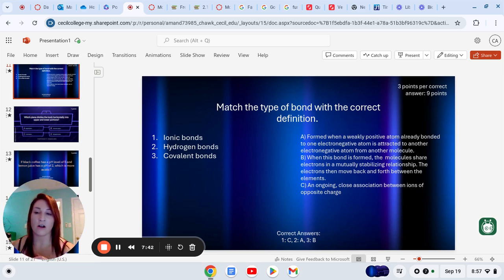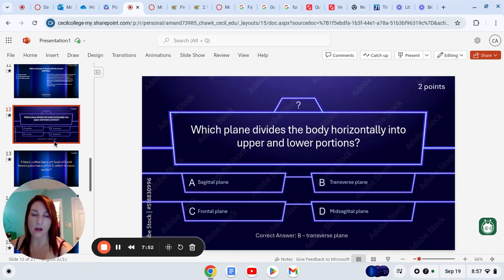The correct answers are mixed up on the right, and then the students would have to give the correct ones. And then there's 3 parts to that question, so each part is worth 3 points for a total of 9. This would be, which plane divides the body horizontally into upper and lower portions. The correct answer is B, shown at the bottom.